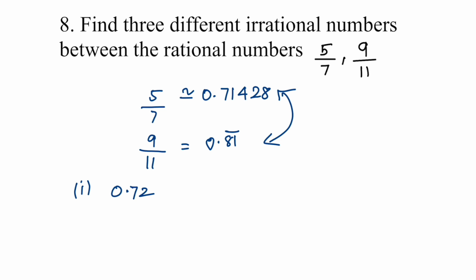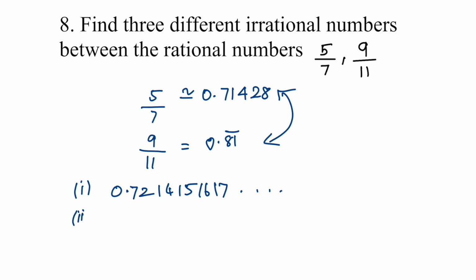0.81 as well. Okay, so 0.72, and obviously we need irrational numbers, so it shouldn't be terminating, it should go on, right? 0.72, 14, 15, 16, 17, it keeps on going. Okay, so that is one irrational number that is between the range 5 by 7 and 9 by 11.